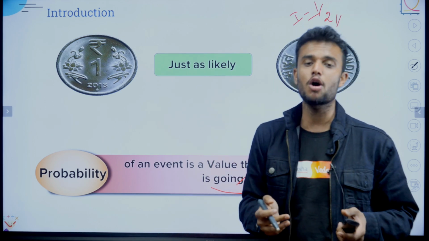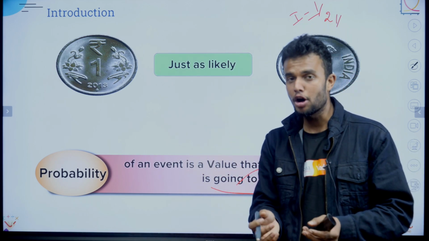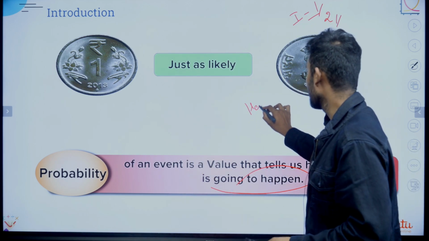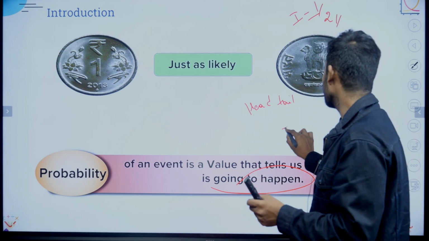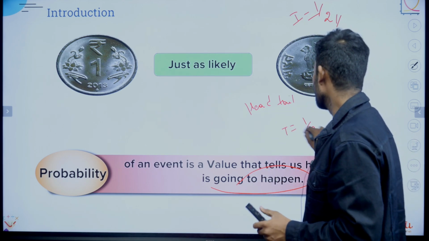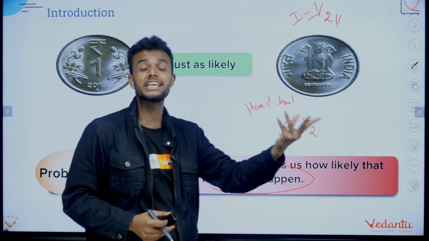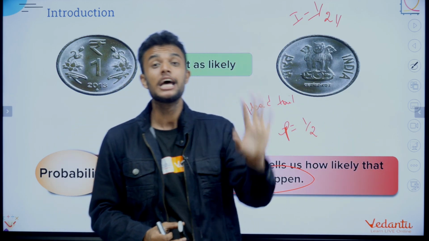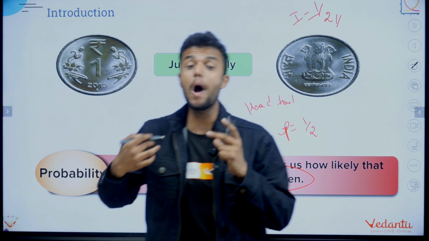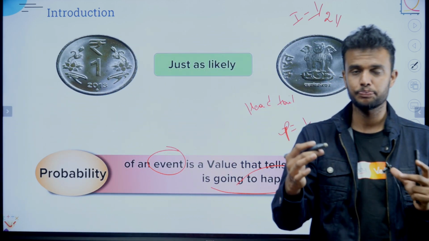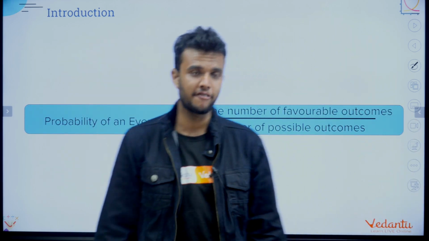Similarly, if you toss the coin, what happened? At some time, if you toss, maybe head is coming or tail is coming. What is the probability of getting only head? The probability of getting only head is 1/2. Probability is nothing but very simple, students. Event is a value that tells how likely that is going to happen. I hope it's clear. How to find out the probability of an event?